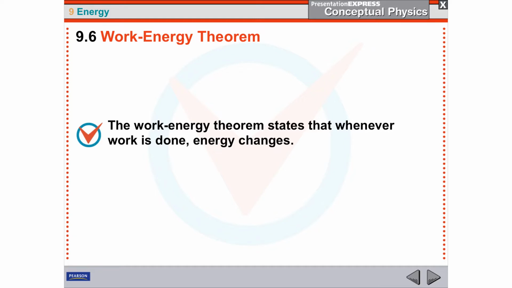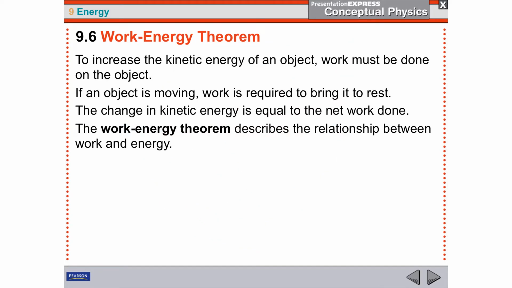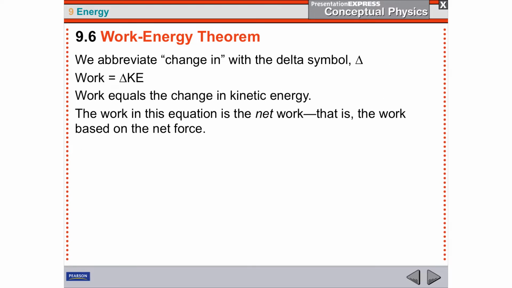So simply put, if you want to speed up an object, if you want to give it a speed, you're going to have to put work into it to increase its velocity, so that you will increase its kinetic energy. If you want to slow it down, you're also going to have to put a force that opposes the motion, and so it slows it down to stop it or whatever. And so the work energy theorem describes this relationship.